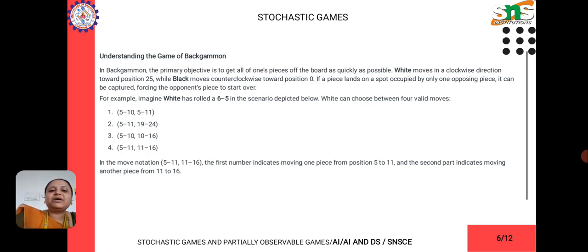Say for example, imagine white has rolled 6-5 in the scenario depicted below. White can choose between four valid moves: for example, it can move from 5 to 11 and 11 to 16, among the other options shown. The first number indicates moving one piece from position 5 to 11, and the second part indicates moving another piece from 11 to 16.